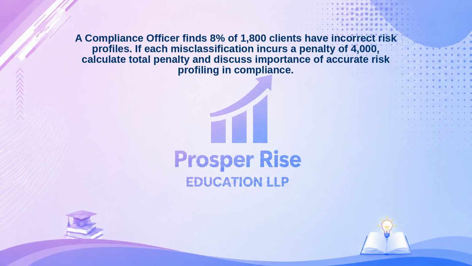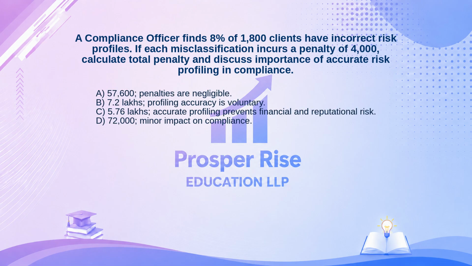A compliance officer finds 8% of 1,800 clients have incorrect risk profiles. If each misclassification incurs a penalty of 4,000, calculate total penalty and discuss importance of accurate risk profiling in compliance. Here are your options. A. 57,600, penalties are negligible.